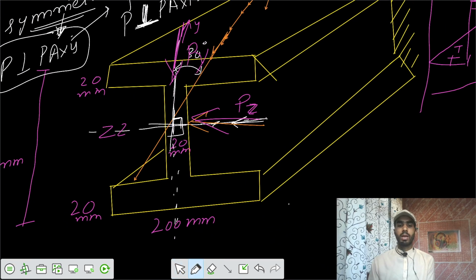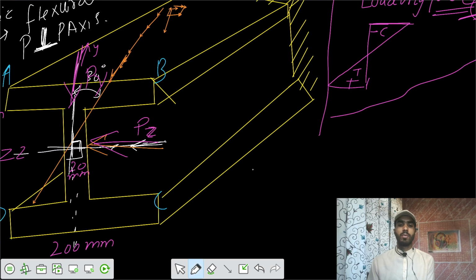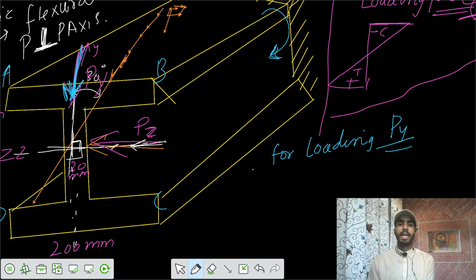That means if you represent the corners of the beam as A, B, C, D, for the loading PY, because of that an anti-clockwise moment would get developed, that is moment Z. That means your top fibers up to the neutral axis would be having tensile stresses. So your variation of the stress would be in this way.